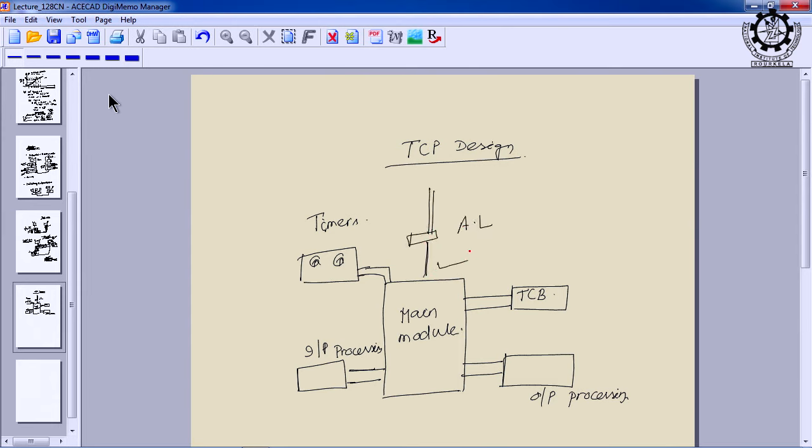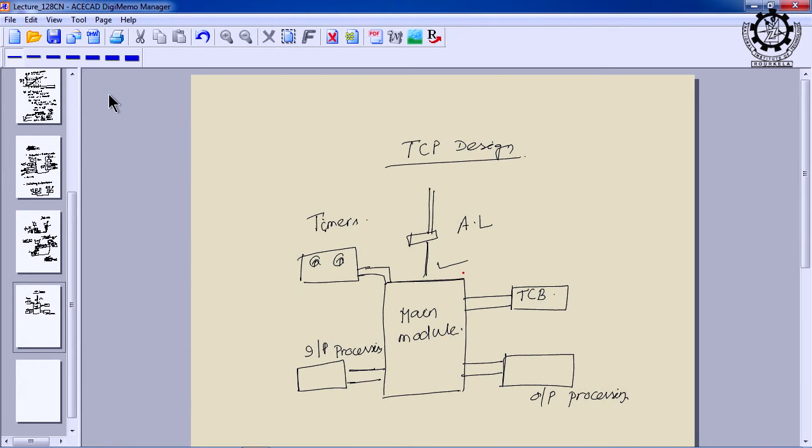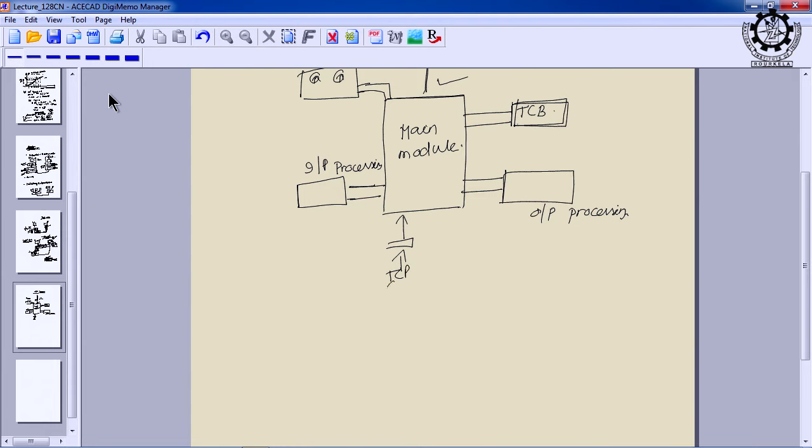When a message comes from the application layer, it activates the main module. The main module is activated when a process or a message is generated at the application layer and comes to the main module. This is usually activated with the help of the transmission control block, which is the most important part of this. There are also things like the TCP segment that goes to the next layer, the lower layer, that is the IP layer. Fine.